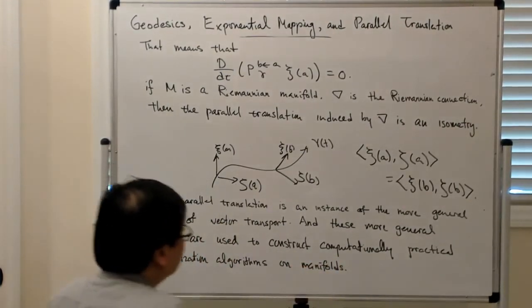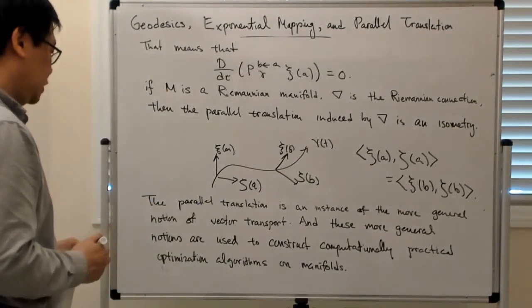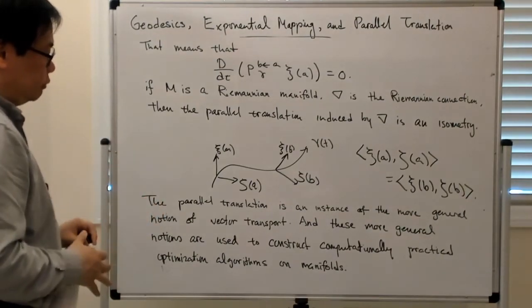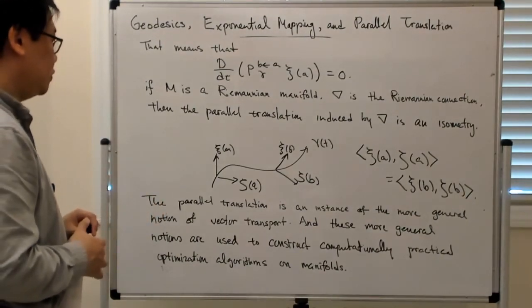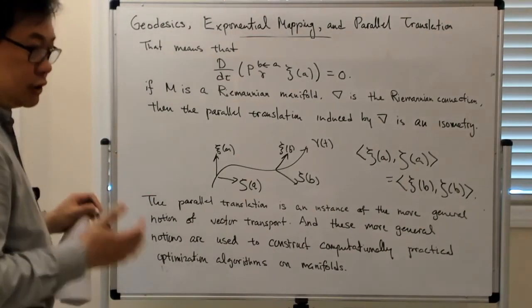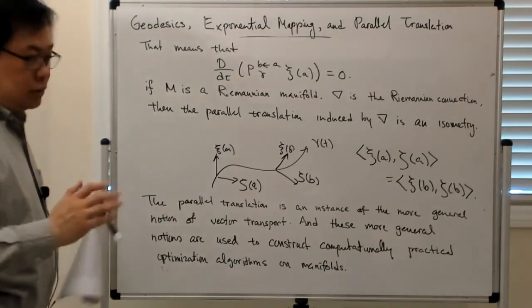Okay. So let me just stop here for now, and the next thing we'll talk about is how to talk about Hessians, because of course that's one of the things we want to do if we want to generalize the notion of Newton's method to manifolds: to talk about Hessians of scalar valued functions. So let me just stop here for now.